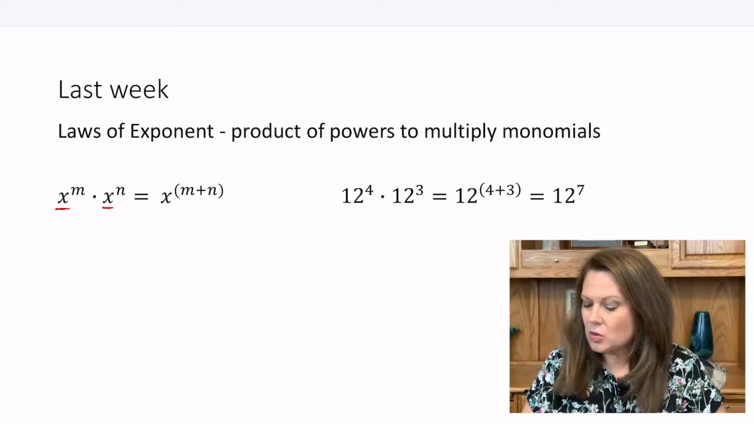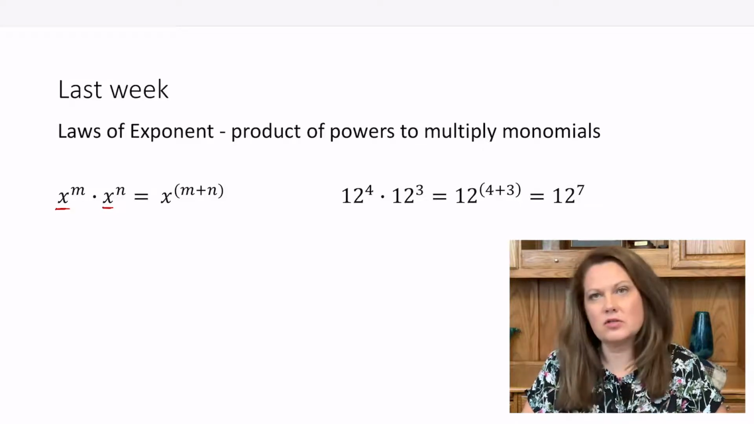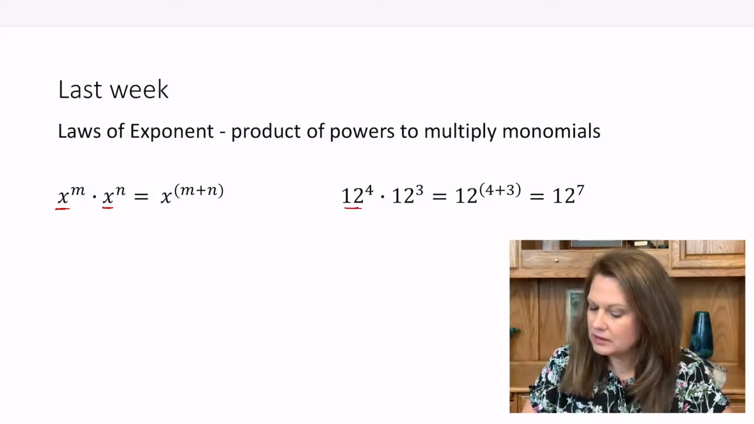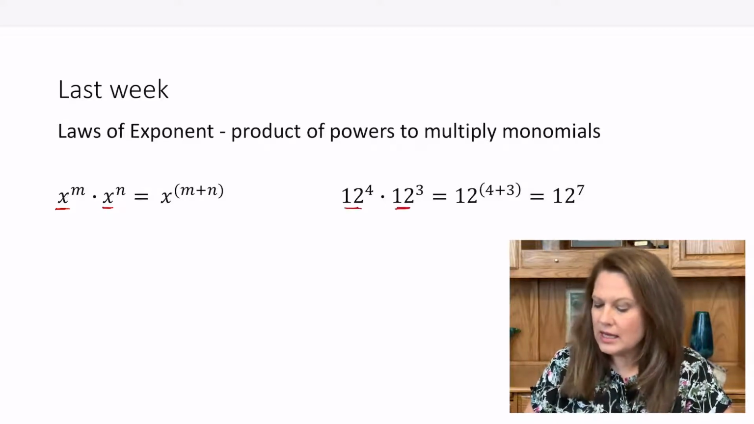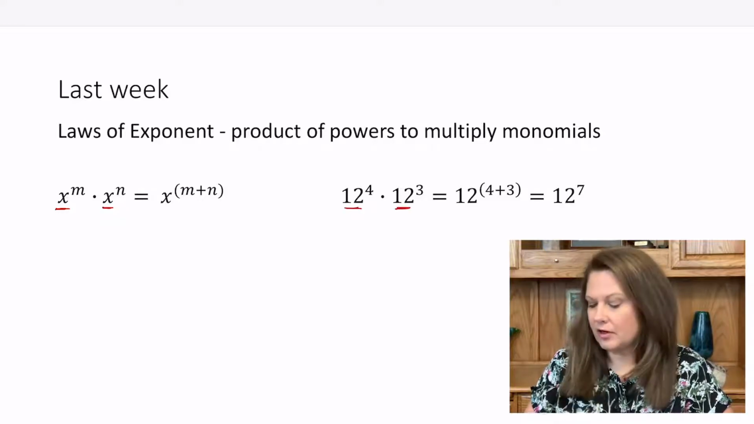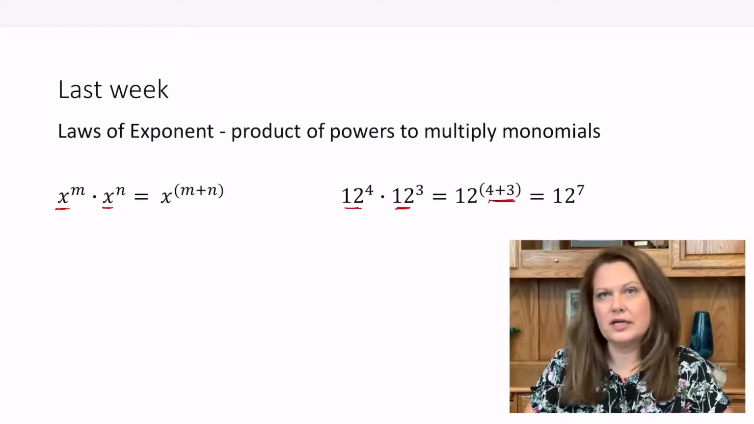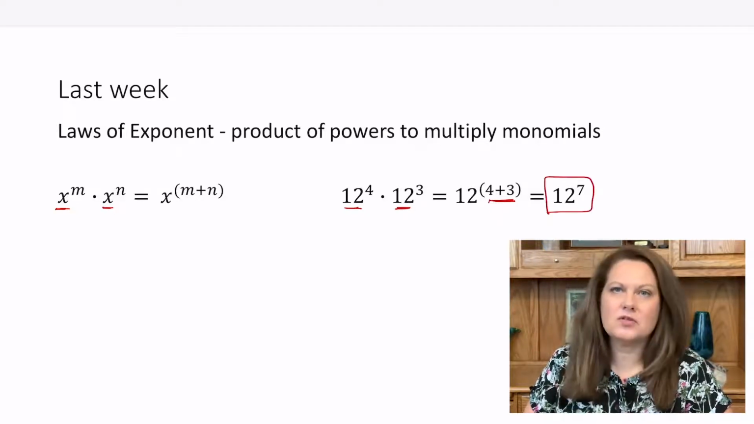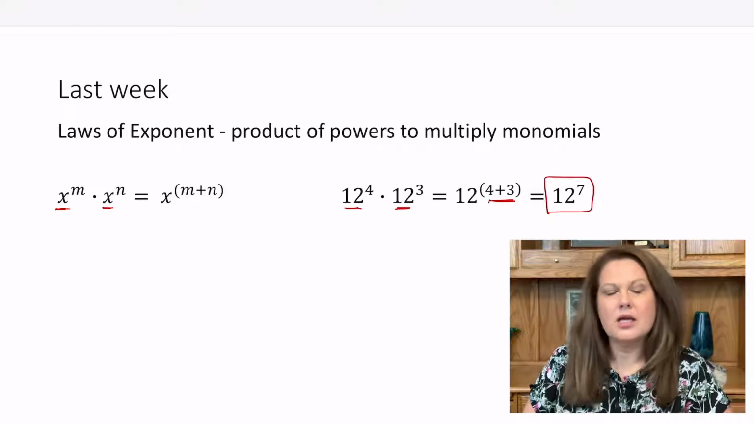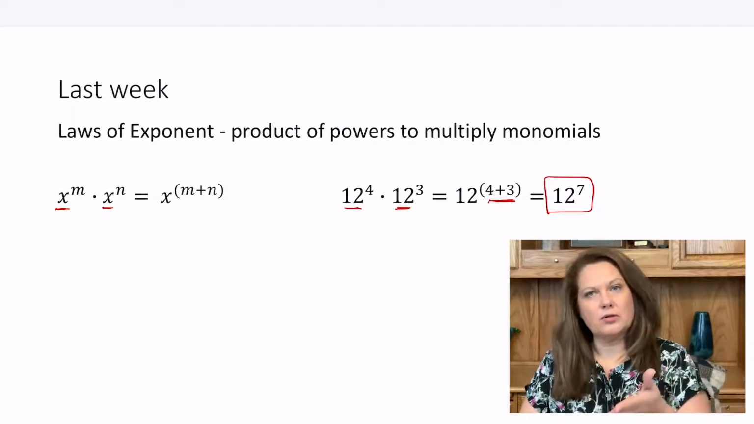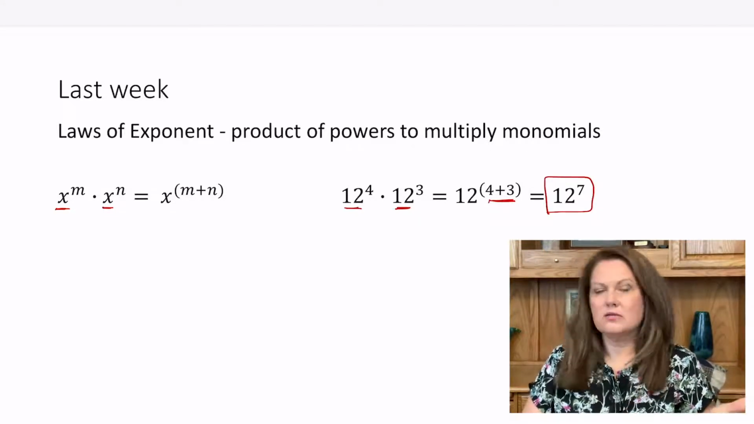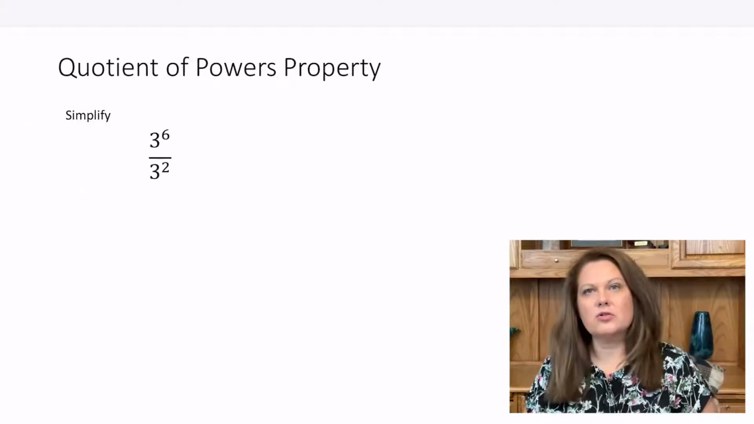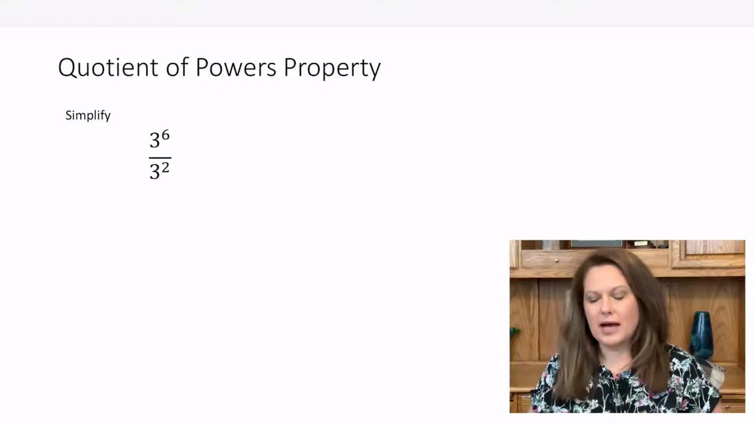So let's stick some numbers in there. 12 to the fourth power times 12 to the third power. Remember, our bases are the same, they're 12. So all we're going to do is add our exponents together, which is 4 plus 3, which gives us a final product of 12 to the seventh power. So remember, product, quotient, they're opposite. Adding, what's the opposite of addition? So let's take a closer look at a quotient of powers.